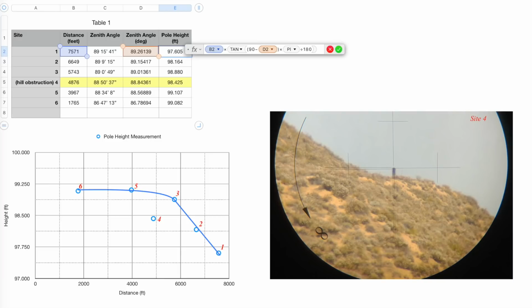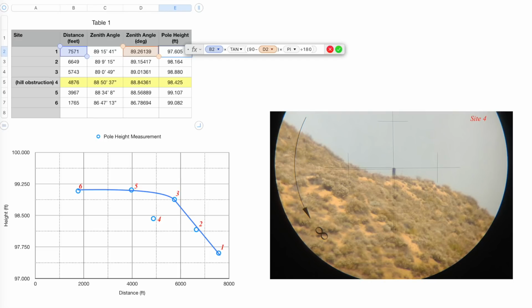And when we look at the chart, when we're close in, so the measurements started far away, and then I work my way closer to the pole. And so pretty soon it starts to level off and we get accurate measurements.